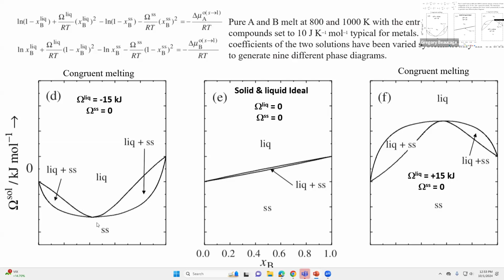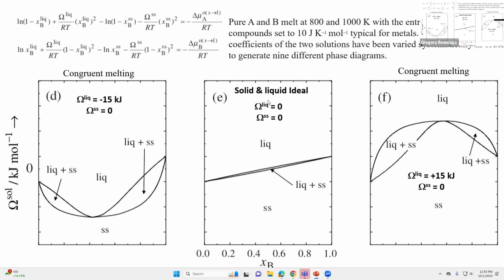This is liquid more stable, so liquid eats up more of the phase space. This is solid more stable, so solid eats up more of the phase space. It's just shifting it up and down from the central one where they're the same stability. They're both ideal. Right, so this is a nice way to look at it. It explains exactly what's going on in the phase diagrams.